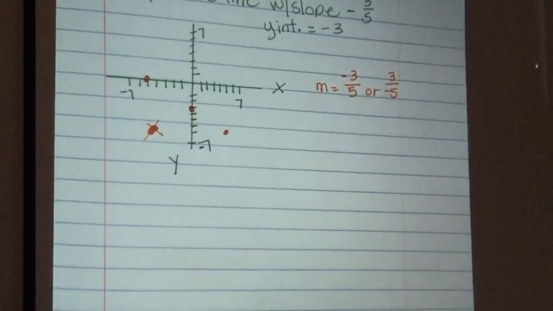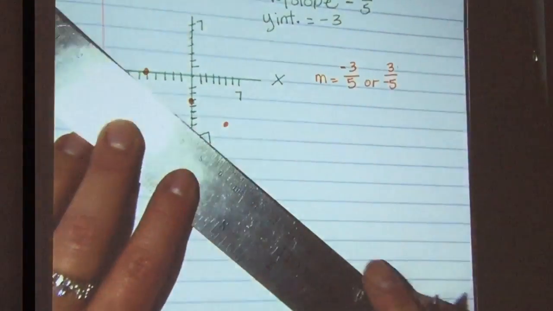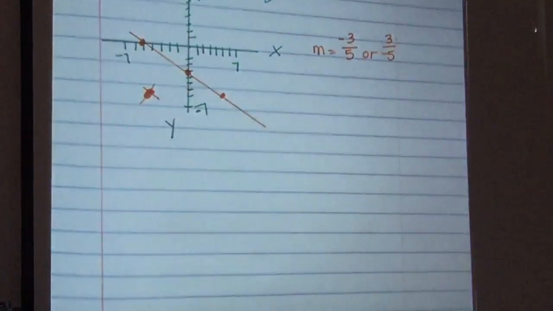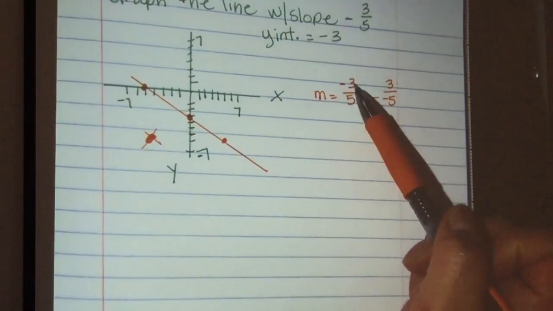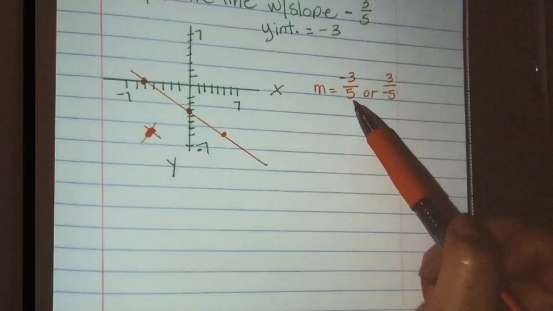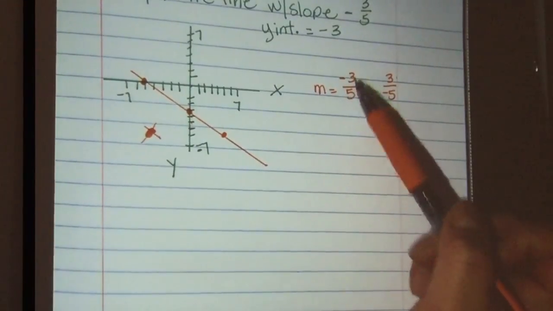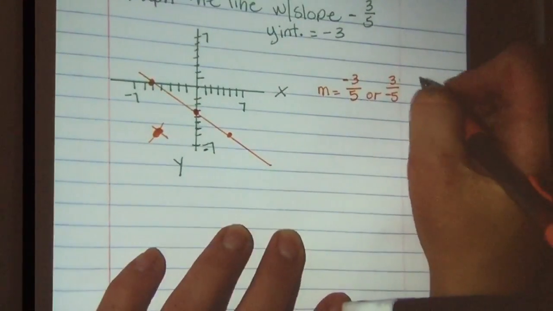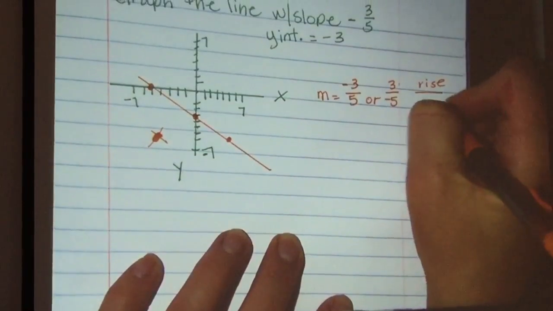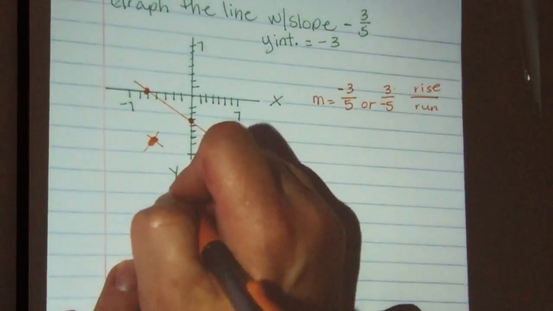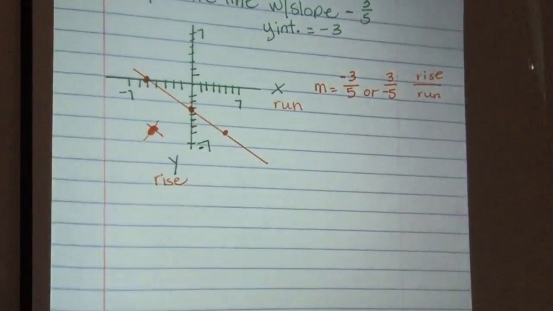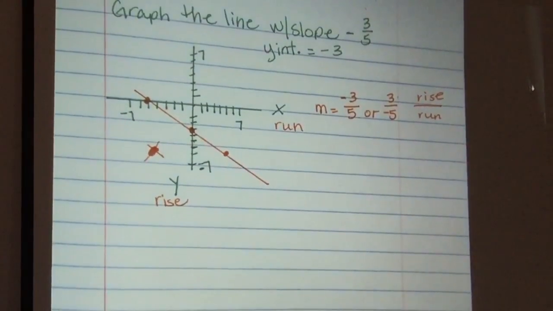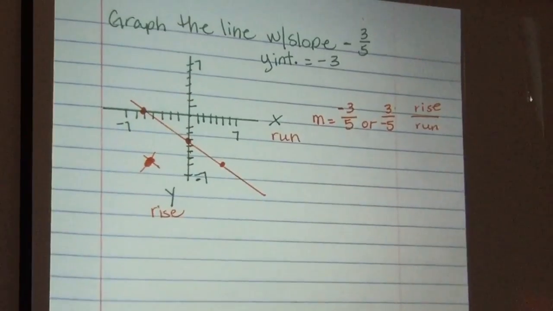Put a dot. You don't need that many lines. Just connect the dots. You see, I know what I'm doing and I still messed up. So -3 means down 3. +5 means to the right 5. Rise over run. Remember that. Rise over run. The y-axis is your rise. The x-axis is your run. Does that make sense? Yes.